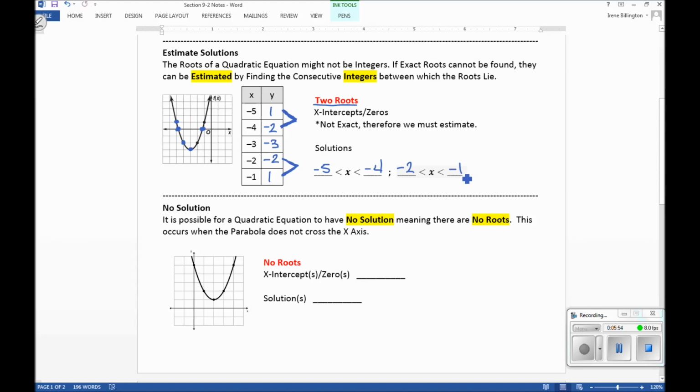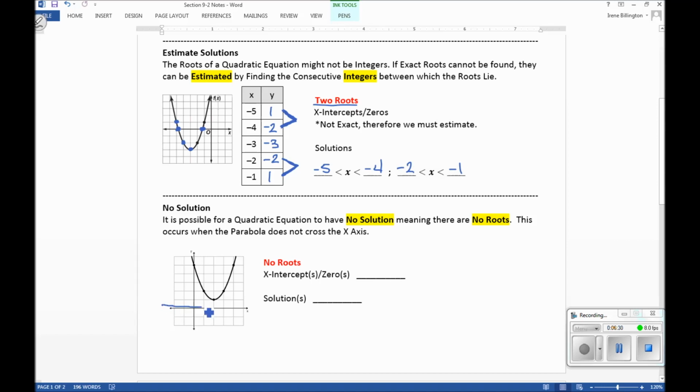So again, if you cannot state the exact value, meaning that your solution is not an integer value, you need to state the range of x values that your solution is in between. Now, of course, we're solving equations here, so it's possible for an equation to not have a solution. So it is also possible for quadratic equations to have no solution, meaning there are no roots. This will occur when the parabola does not cross the x-axis anywhere.